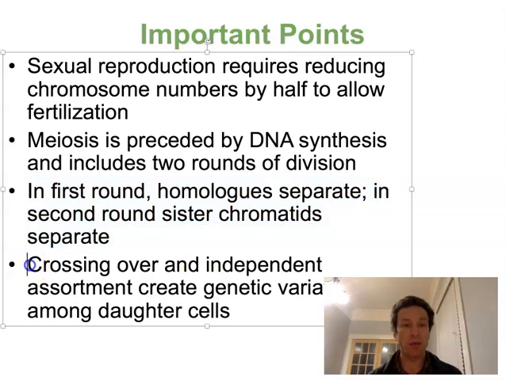And finally, as we've already said a couple of times, we have 2 processes, crossing over and independent assortment of chromosomes in metaphase I, that will create variation among daughter cells. And this will be important to allowing new genetic combinations in offspring.